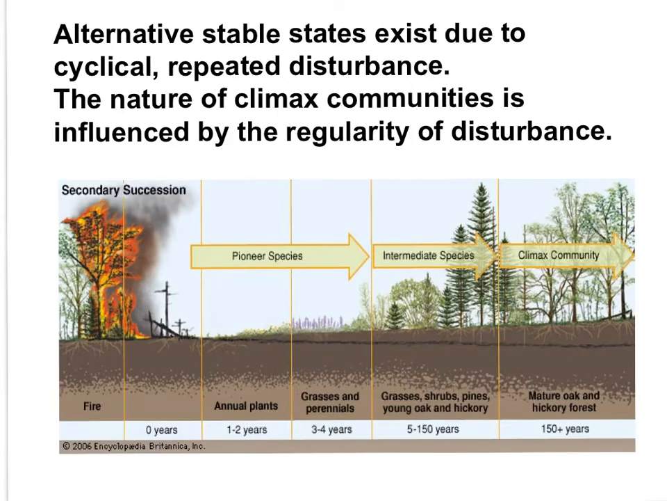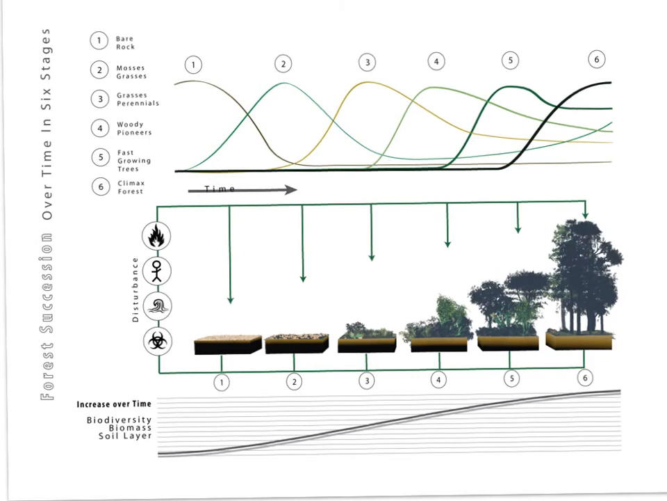Alternative stable states exist in the stages of succession due to the cyclical, repeated disturbance. The nature of climax communities is influenced by the regularity of disturbance. This is a terrific slide for displaying the orderly change in communities over time through succession following disturbance, whether the disturbance be fire, people, dramatic weather, or pests, any of which could influence succession at any stage.